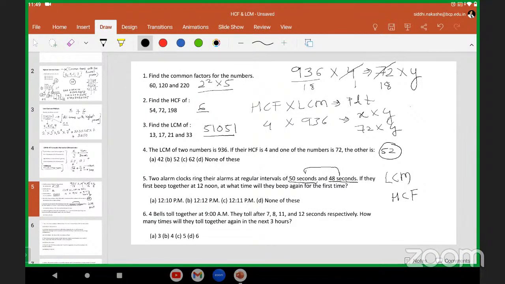So what does 1200 seconds indicate? 1 minute is 60 seconds, so we can divide that by 60. 1200 divided by 60 is nothing but 20 minutes. So if the alarms beep together at 12 noon, they will do it again at 12:20. There is no option as 12:20, so the answer will be none of these.